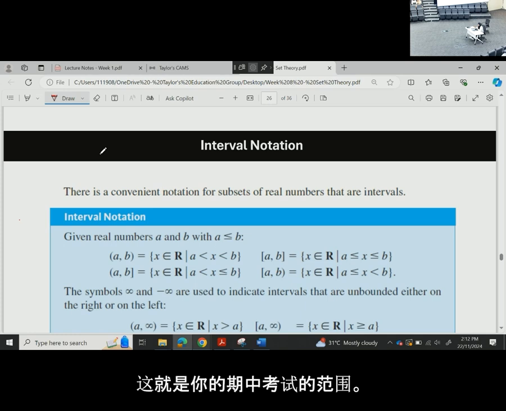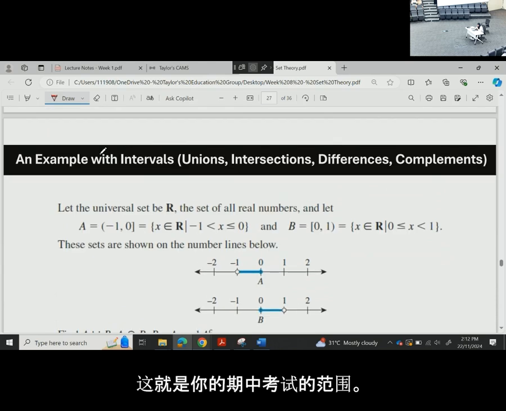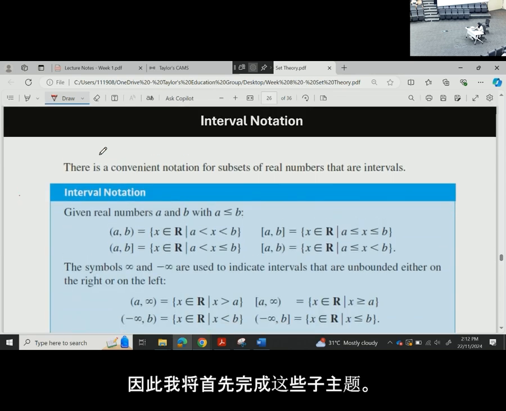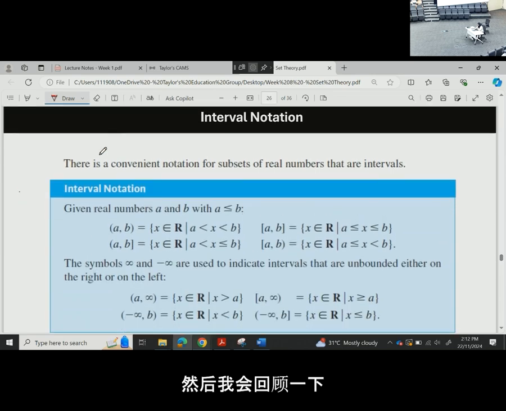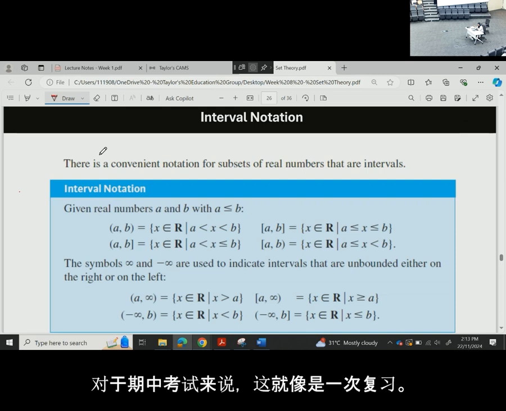Okay. This interval notation and then finding union and intersection of more than 2 sets, that is not included in your midterm. Okay. So I will first finish these subtopics, and then I'll recap the main concepts as a form of revision. Okay, I'll go through the topics that we have covered. If you find any difficulty, if you want me to repeat anything for your midterm, it's like a revision, so you can just stop me there and ask me.